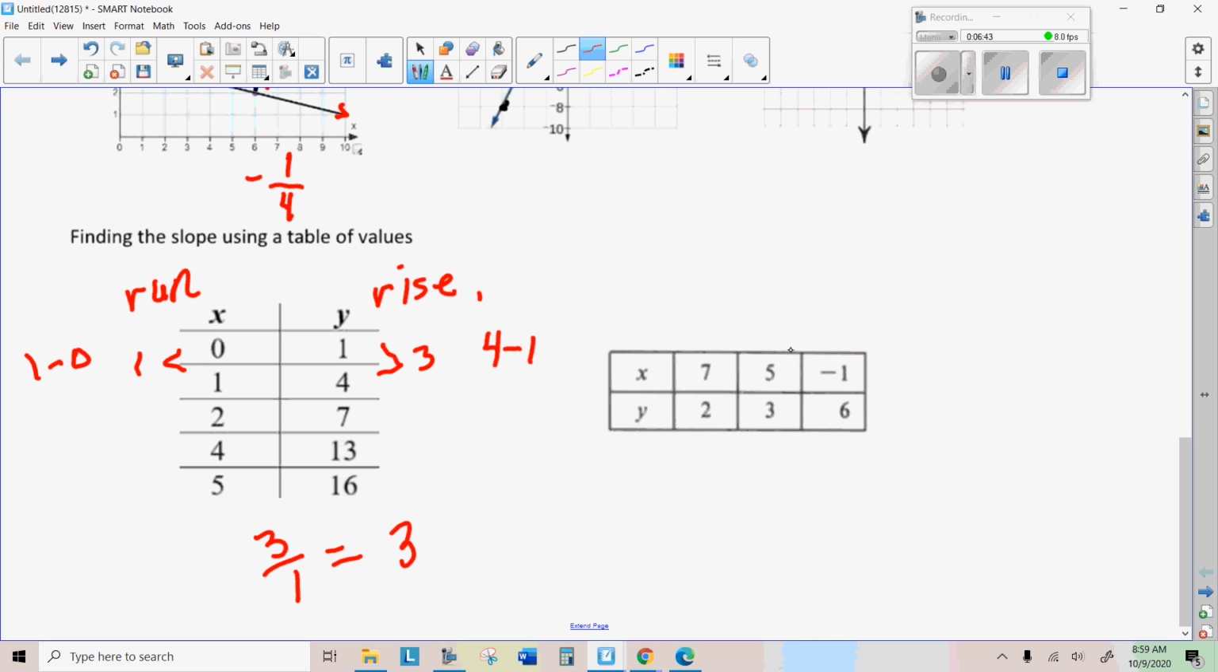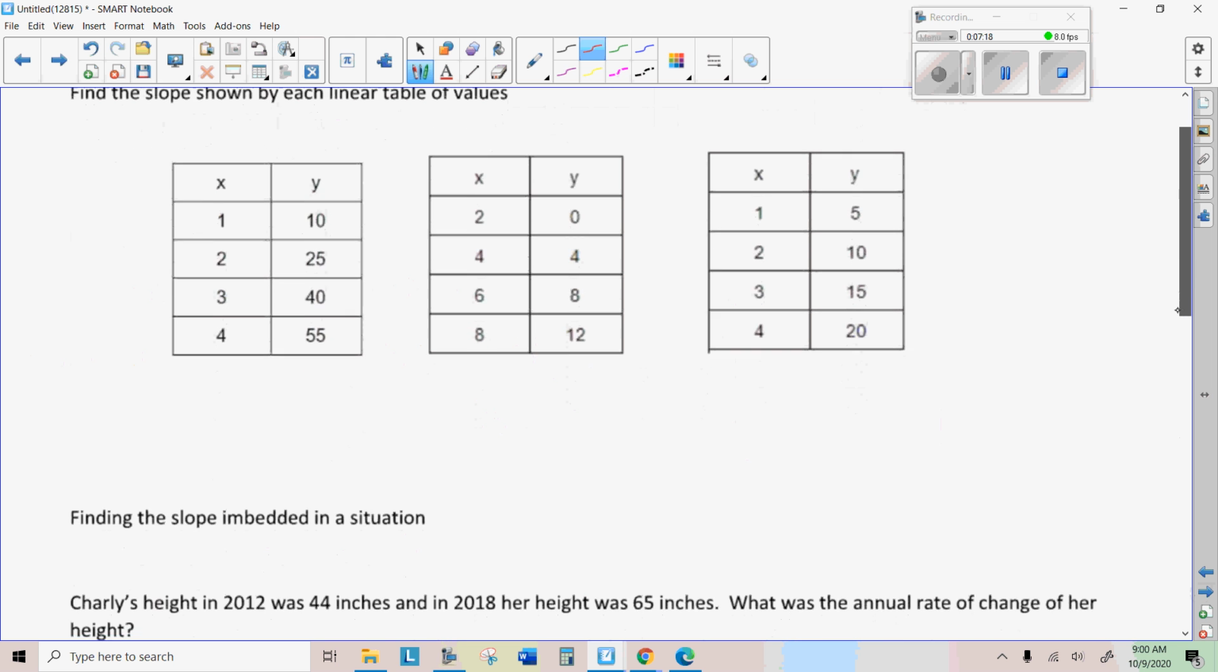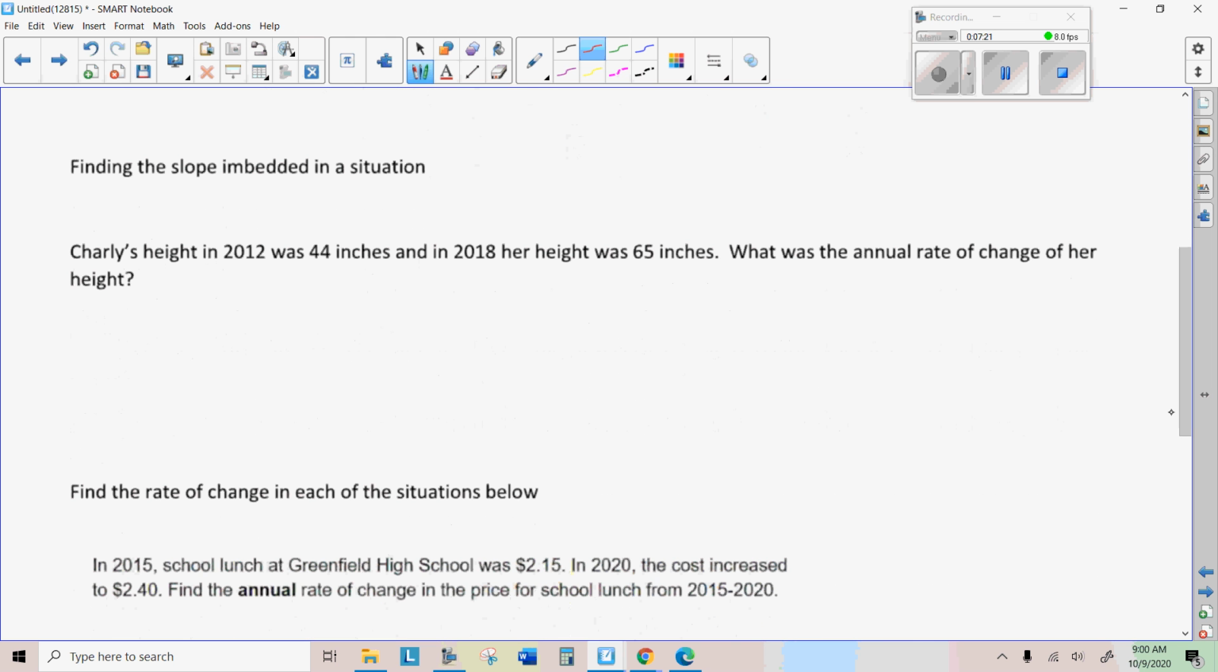So all you have to do is pick 2. Notice this is going up 1 plus 1. This is actually going down 2, so we want to show that as a negative. All right, and you have all you need to do the slope. And so the difference in the y values is your rise. The difference in the x values is your run. So this slope is 1 over negative 2, or negative 1/2. All right. So you're going to find those slopes. Pause if you want.